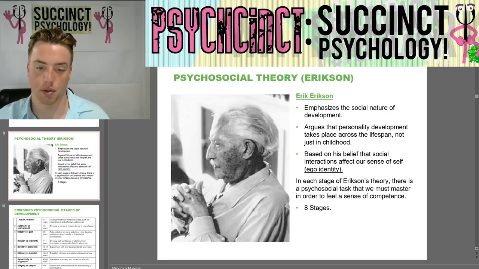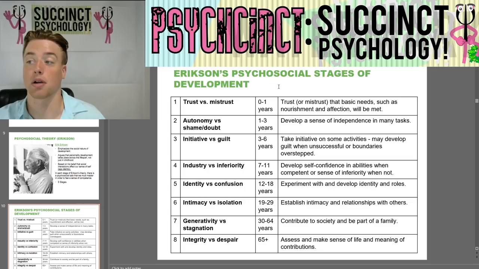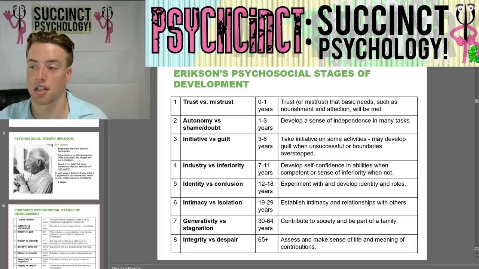So here are those 8 stages of Erikson's psychosocial stages of development. So first stage is trust versus mistrust, which is 0 to 1 years. Trust or mistrust that basic needs, such as nourishment and affection, will be met.